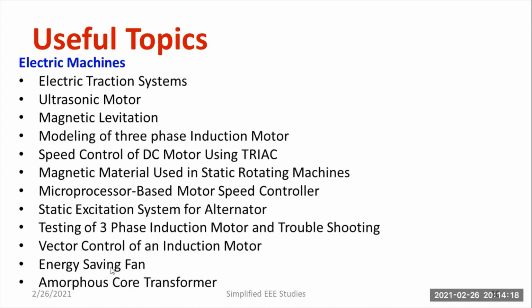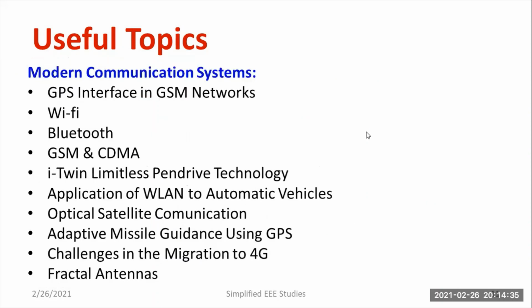Energy saving fan. It is related to energy efficient motor. Then amorphous core type transformer. There are different types of material science available. You can go for that. Okay. So these are the different topics which are applicable for electrical machines. There are many more. I have collected only a few topics which will be helpful for you.